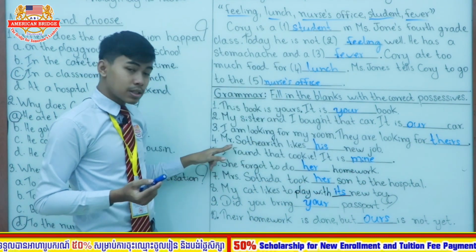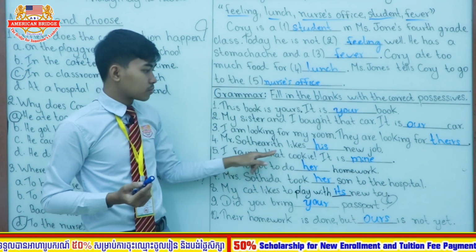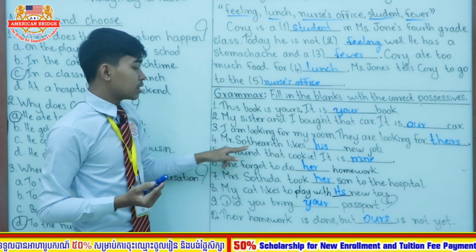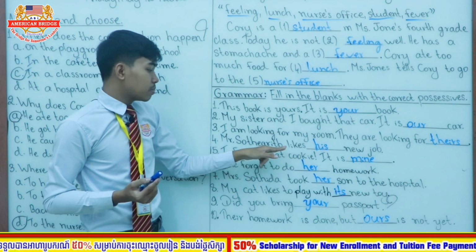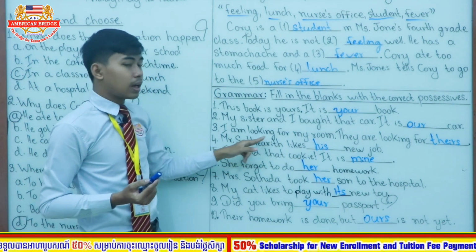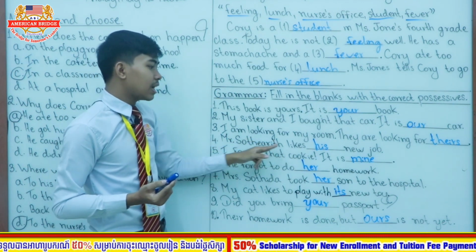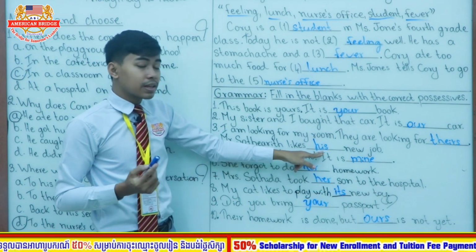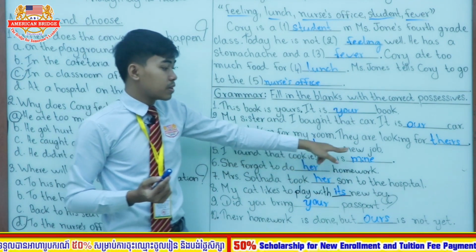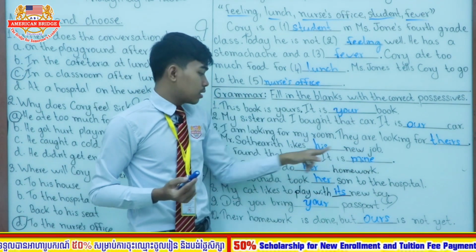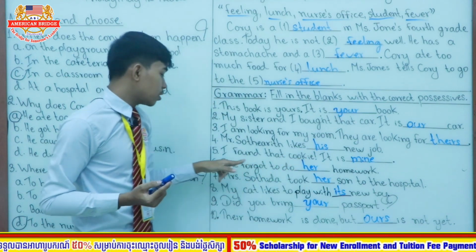Let's go to number 4. Can you read, Mr. Sutirat? Yes, Mr. Sutirat likes his new job. So Mr. Sutirat here is like the subject he. So he likes his new job. The reason that we use a possessive adjective here is because there is a noun here, right? Likes his new job.